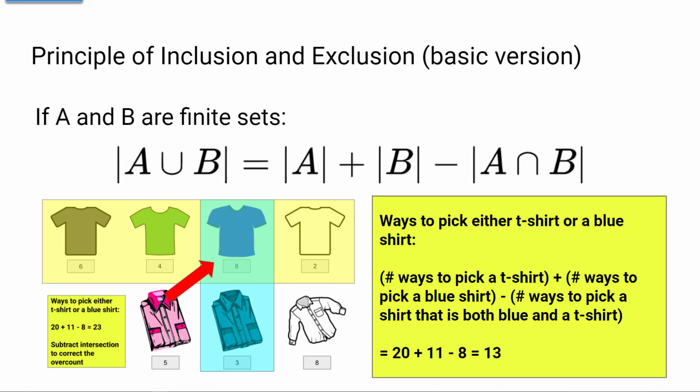The cardinality of a finite set A union with another finite set B is the cardinality of A plus the cardinality of B minus the cardinality of the intersection. This is just what we saw in the example. A was the set of t-shirts and B was the set of blue shirts. And A union B is the set of shirts that are either t-shirts or blue.